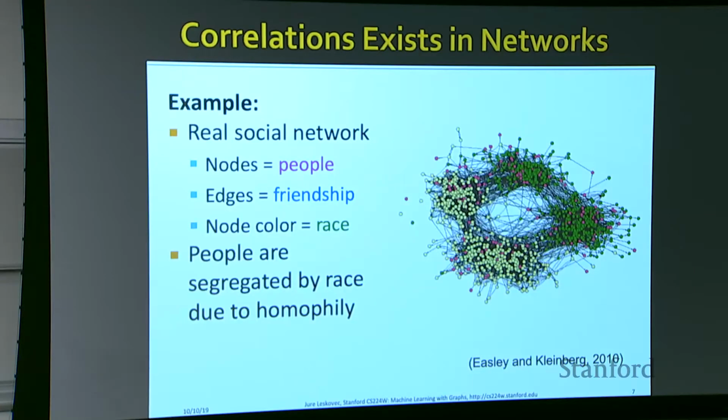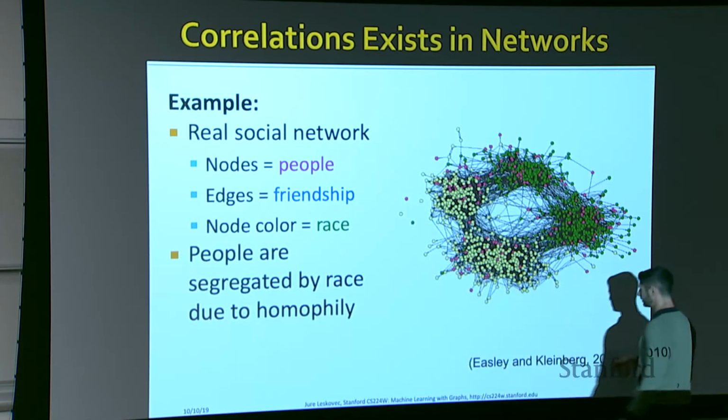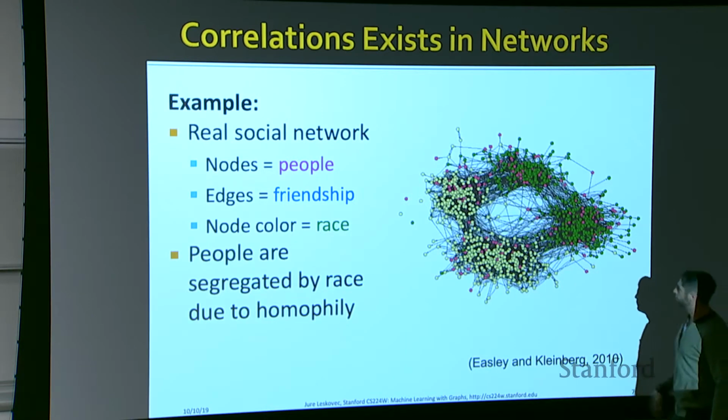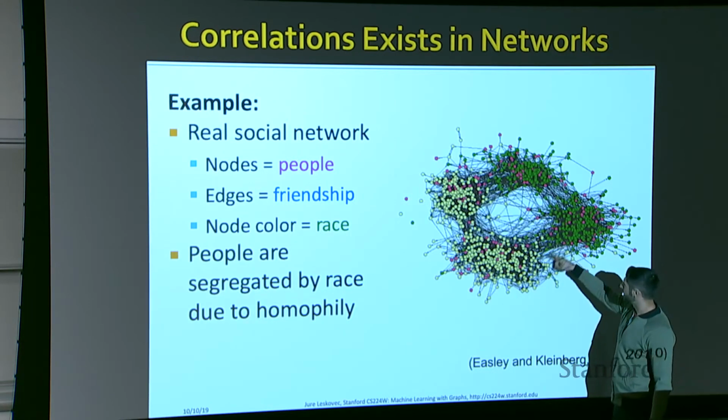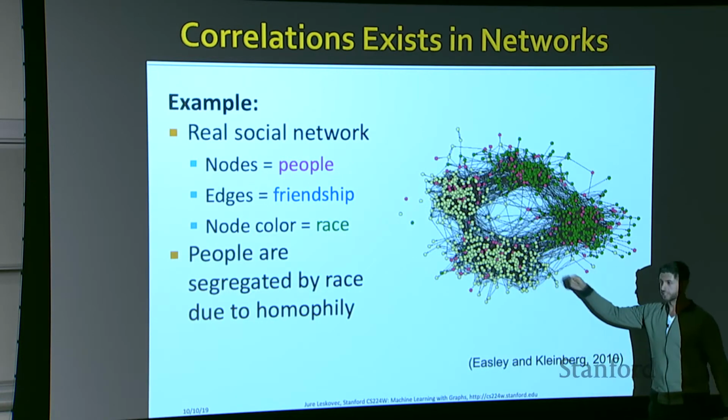All right, some examples. So let's think about a real social network. This example actually comes from the book that we point to on the website oftentimes. So this is a real social network. Nodes are people. The edges are the friendships that they established. And the node color is the race.